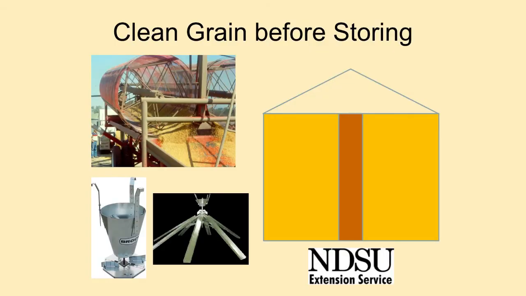Foreign material tends to accumulate in the center of a bin. Barley should be cleaned and a distributor used when filling a bin if there is a higher amount of foreign material in the grain. A distributor assists with leveling the top of the grain.